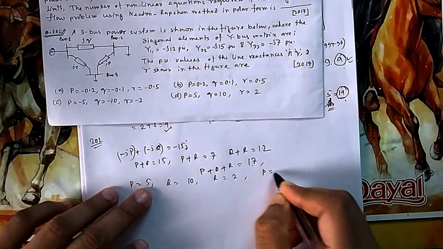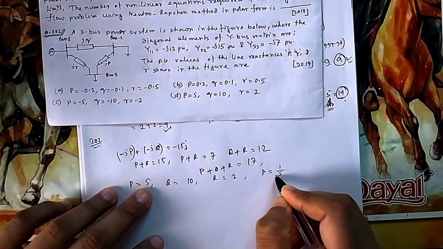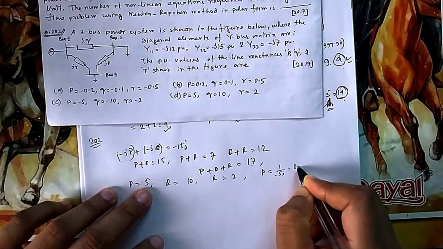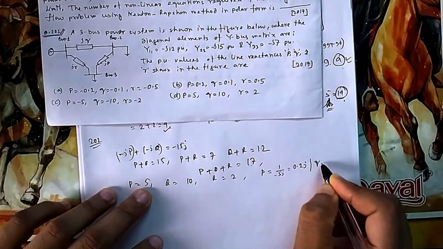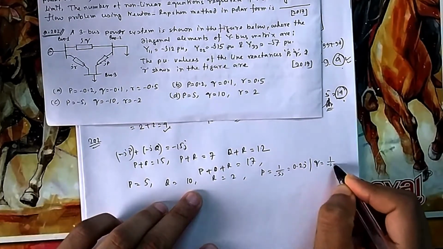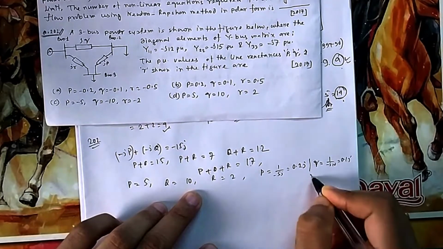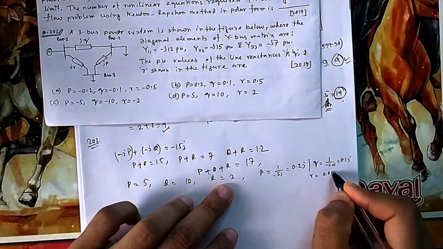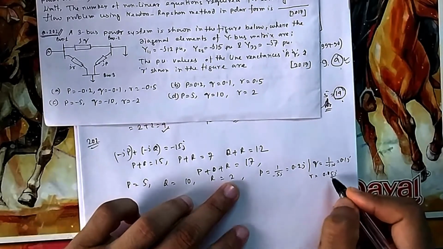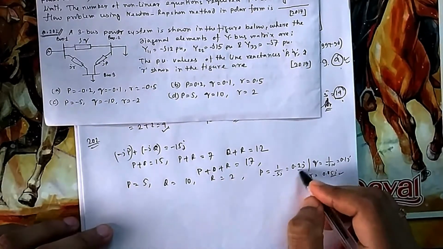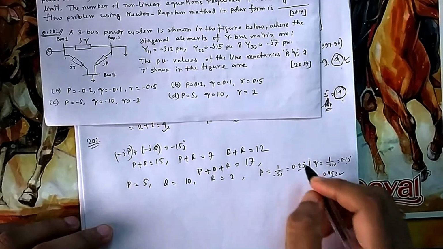So small p will be equal to minus 1 by 5J, that is 0.2J. Small q will be equal to minus 1 by 10J, that is 0.1J, and small r equal to 0.05J, so 0.5, 1 by 2.5. So this is your answer, 0.2, 0.1, 0.5, that is your option B.